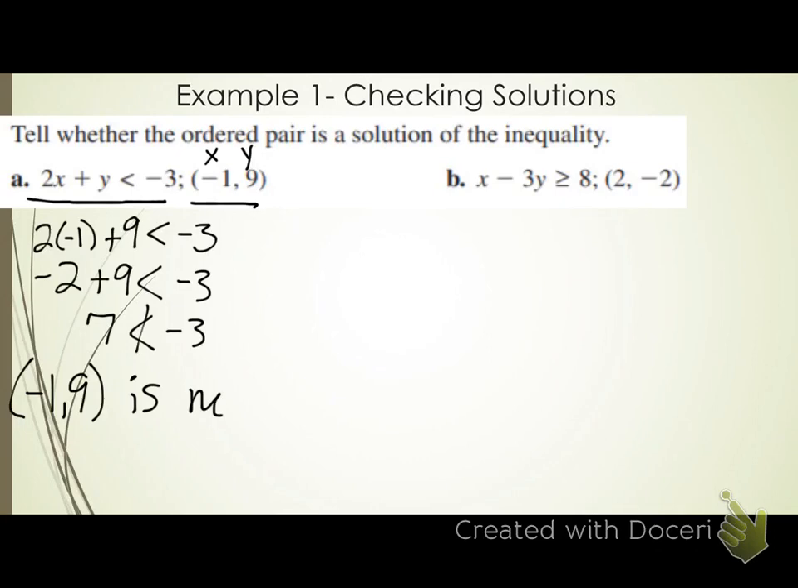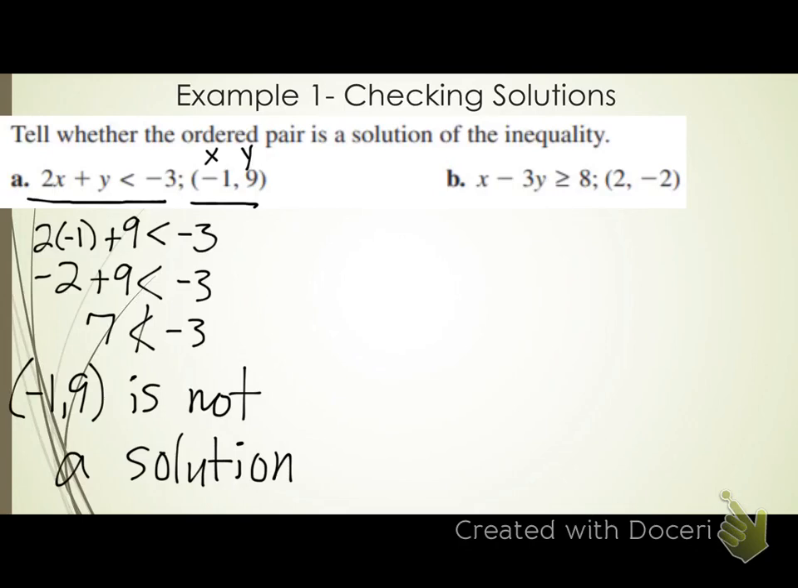Negative 1, 9 is not a solution. Now, if you get a question like this on your assignment, which you most likely will, do not put no solution. This inequality does have a solution. It's just not negative 1 comma 9. Does that make sense? So don't put no solution. We're just saying that this specific ordered pair is not a solution.